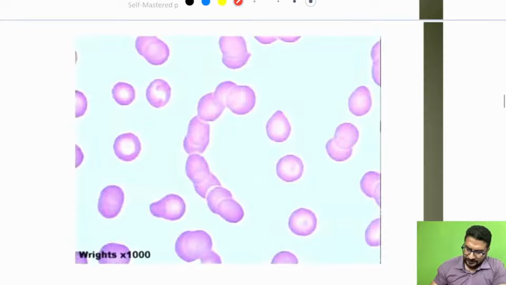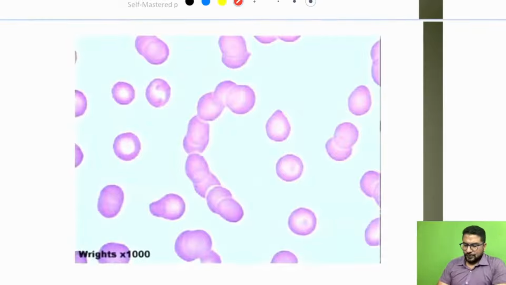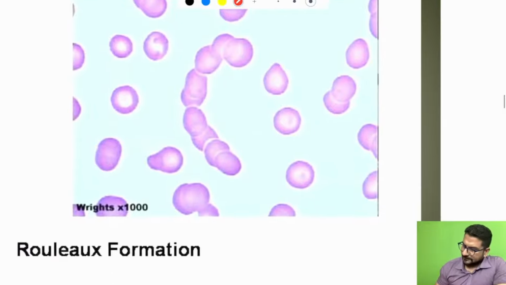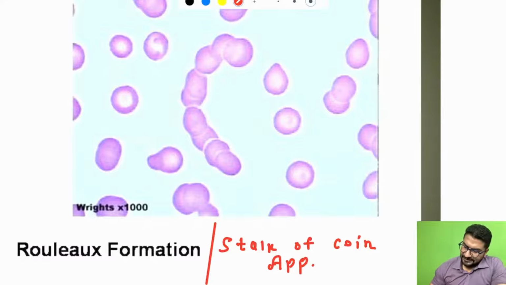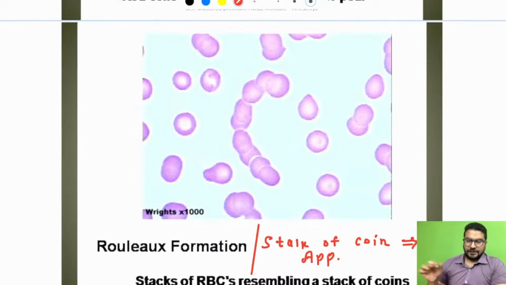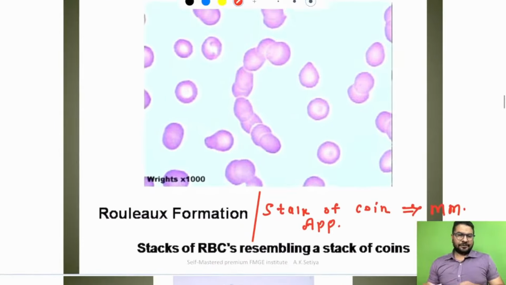Okay, so this is called rouleau formation. Rouleau formation, or I can say RBCs will arrange themselves like a stack of coin appearance. Stack of coin appearance, or what we call them? We call them rouleau formation. And where we see this? In a patient with multiple myeloma. So stack of coin appearance or rouleau formation you will see in a patient with multiple myeloma.